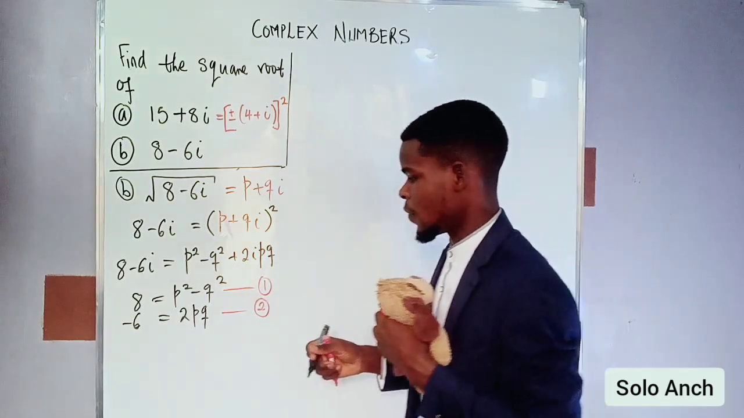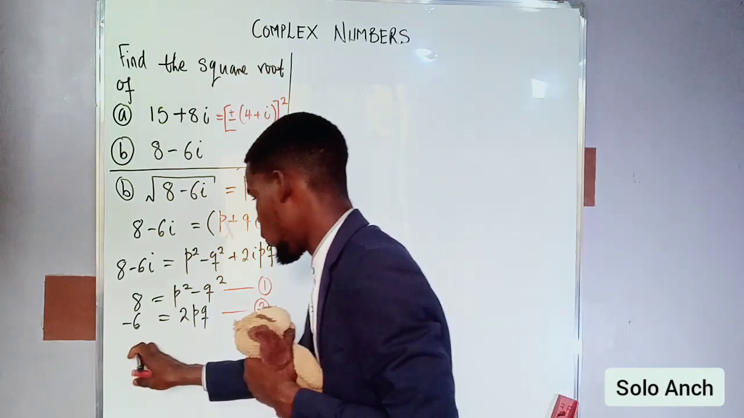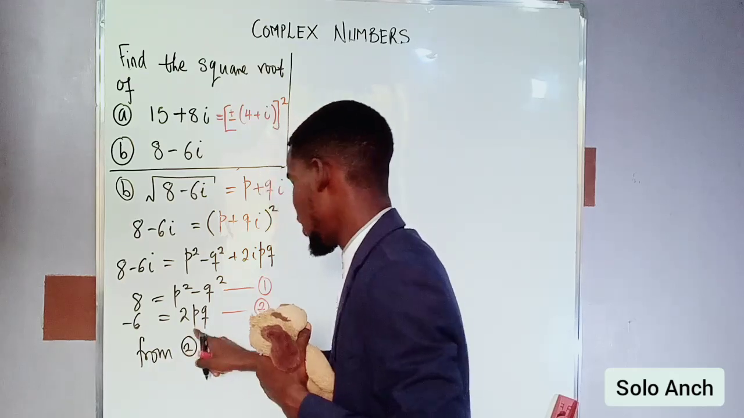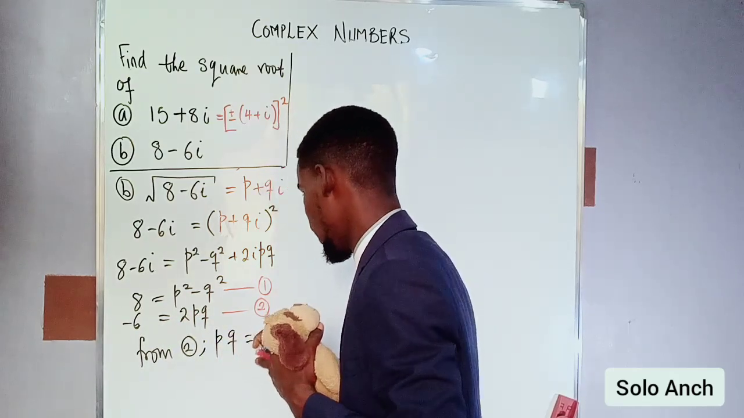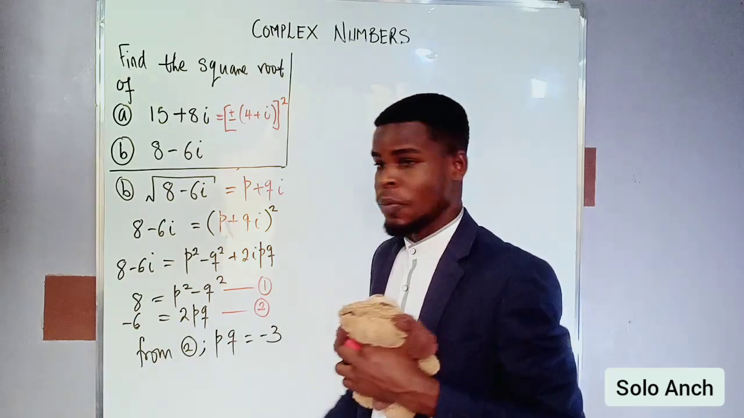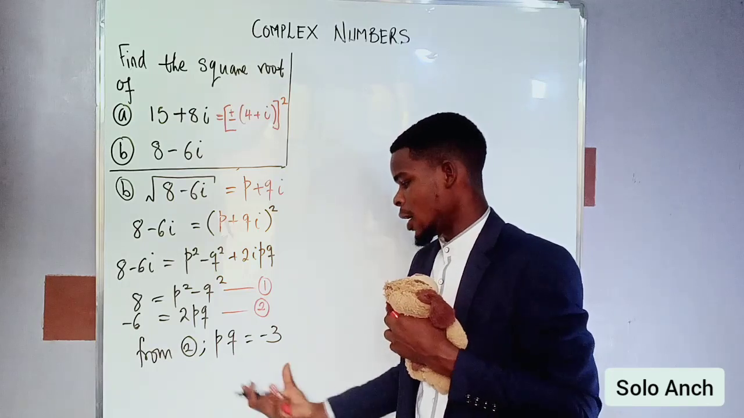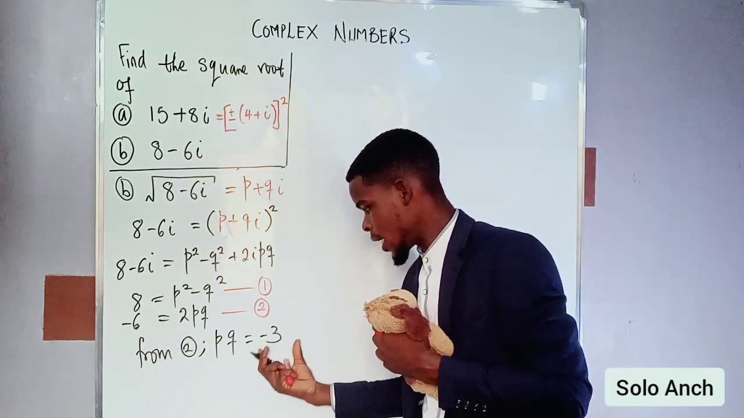Okay, so you observe that from equation 2, p times q is going to be -3. That is by dividing both sides of equation 2 by 2. Good. Now observe that the product of these two real numbers gives us -3.